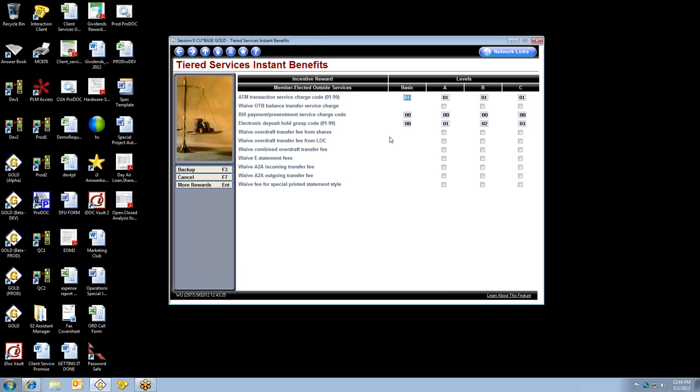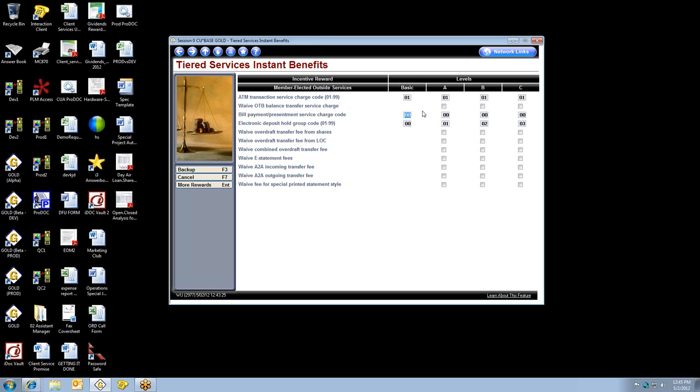Bill payment presentment service charge code. Very similar to the ATM service charge code. We can set up bill payment or CU Easy Pay service charge codes for each level and tier it accordingly. So you may say that the fee for a basic member is $6, $5 for level A, $4 for level B, $3 for level C. So you definitely have some options to tier some of these fees, and depending on where the member falls in the appropriate month, they would receive the respective fee.